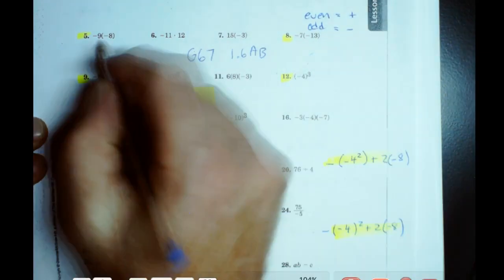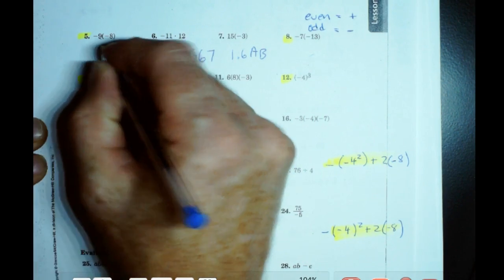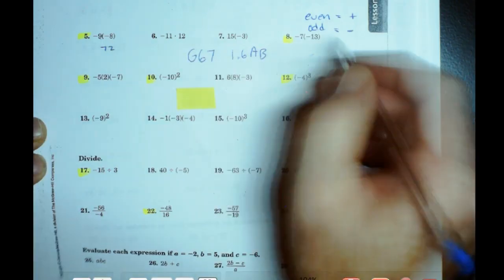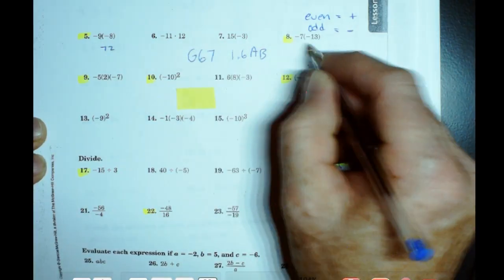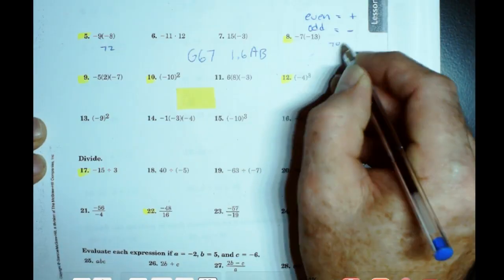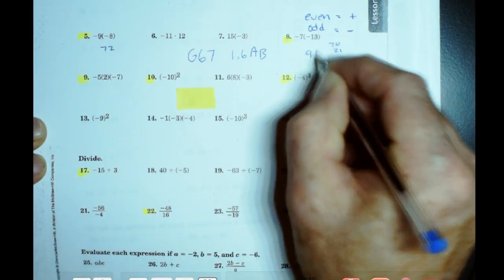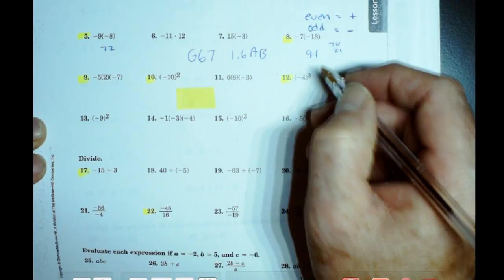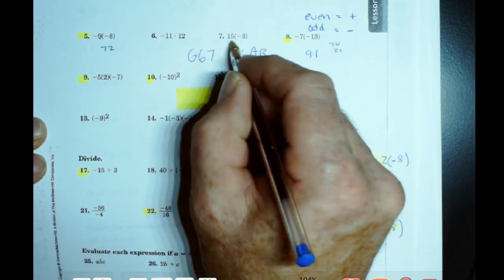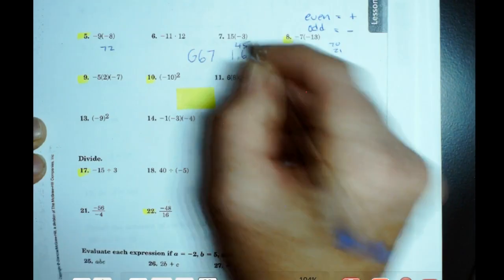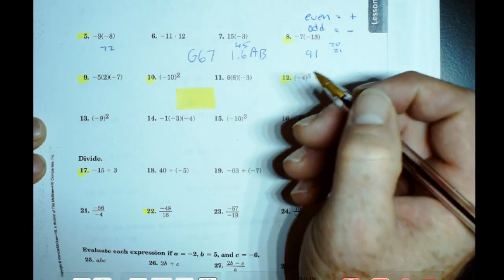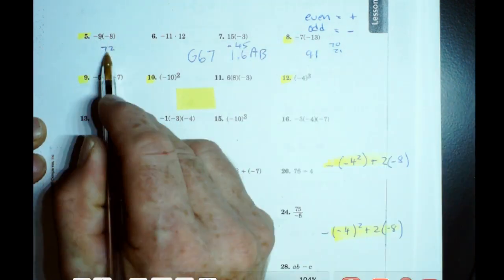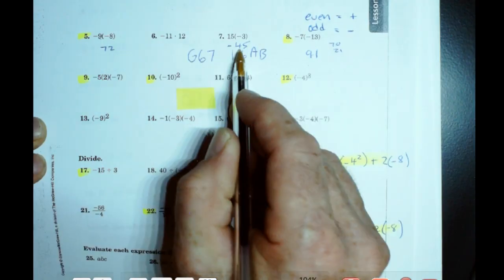All right, so I just do the fact: 9 times 8 is 72. I've got an even number of negative signs, so that's going to be a positive answer. Here's 7 times 13, so 7 times 10 would be 70, 7 times 3 is 21, so I have 91 as my answer, and I've got 2 negative signs, so that's going to be a positive answer. Right here, I've got 15 times 3, which is 45. I've got 1 negative sign, so that's an odd number, so that's going to be a negative 45. So let me double check. Even number, positive answer. Odd number, negative answer.